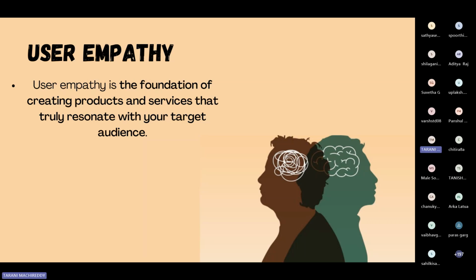It helps us in getting our product recognized by the customers and accommodates diverse user needs, and ensures that our designs are inclusive and accessible to all, regardless of their background, abilities, circumstances, etc. So this is the most important thing in user empathy. We can really accommodate and ensure the user needs.